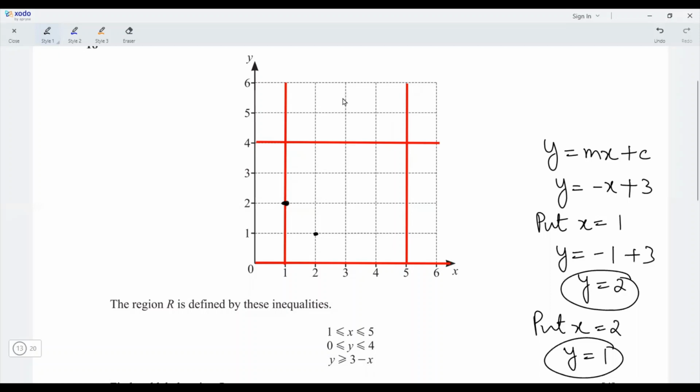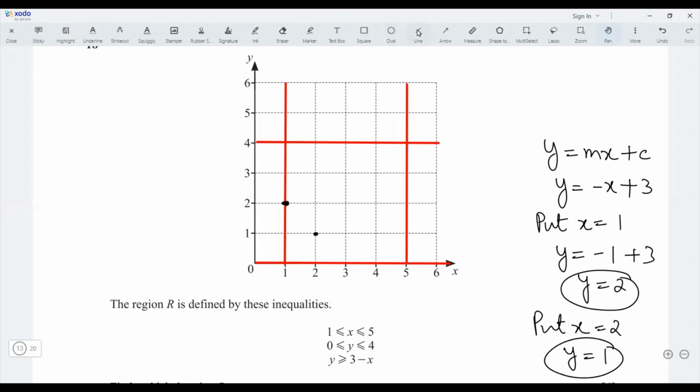And if we join these 2 points, it will be our solution for this. So we are going to join these 2 points and moving ahead to the grid. So it will be looking like this. It will be the line.